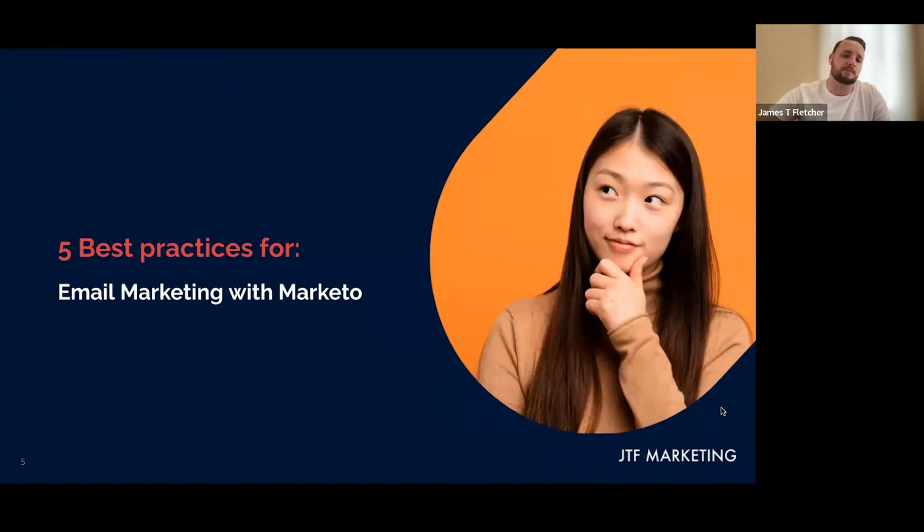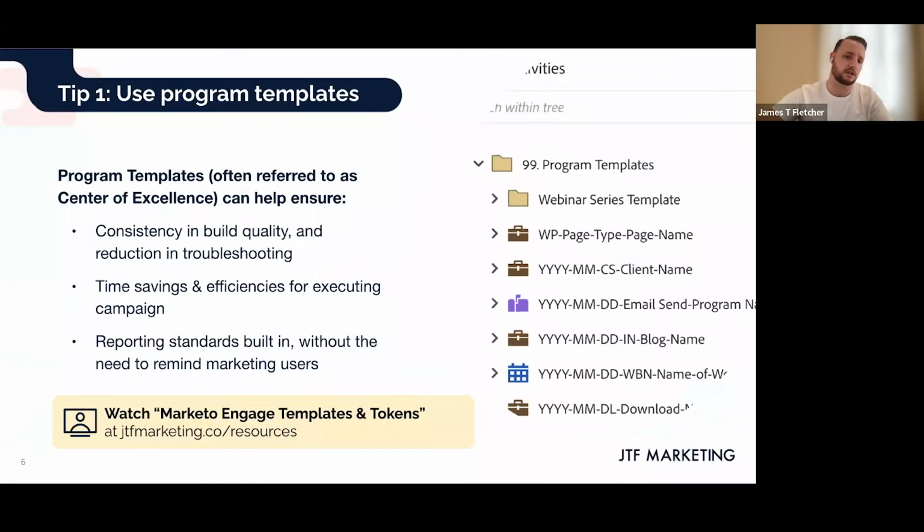So hopefully these best practices will help you not only with this side of things in terms of the template itself and the technical elements of using Marketo templates, but importantly, what else is important when we come to sending emails through Marketo Engage? The first thing I always recommend is using something called program templates. Now, program templates, if you've never heard of them before, are often referred to as center of excellence. And these are really just templated campaigns in a box that we want to build and execute.